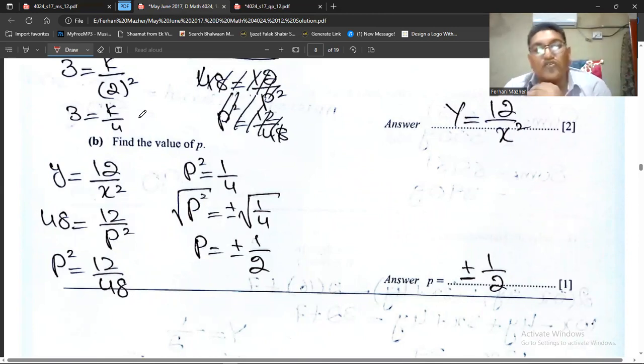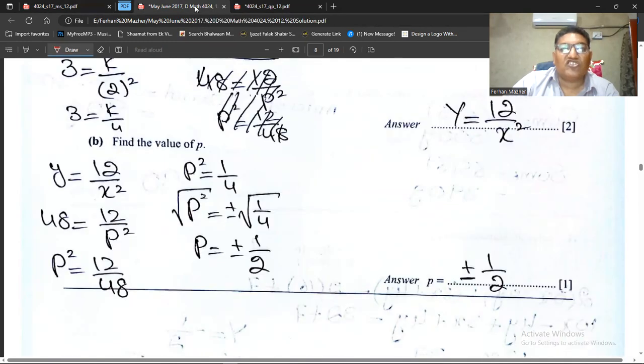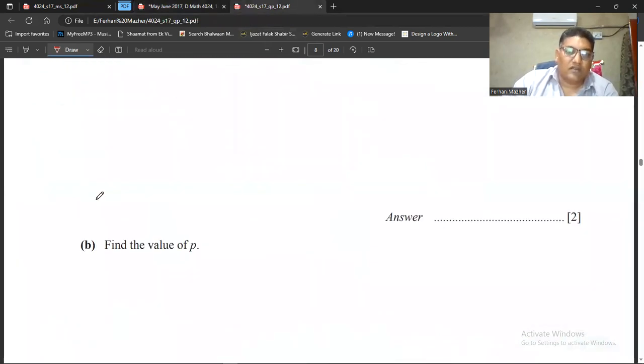So P square will be equal to 12 divided by 48. And P square is equal to 1 by 4. And we will take square root on both sides. So the square root of P square equals the square root of 1 by 4. And P will be equal to plus minus 1 by 2. And that is the right answer, sir. And this is the solution. And let's go to the next question.